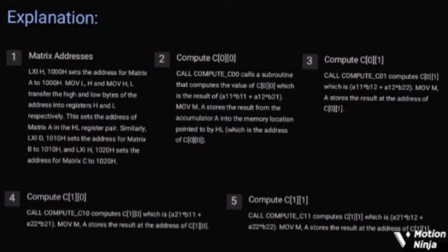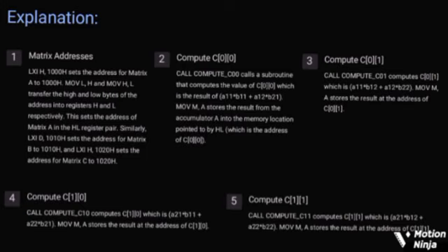Similarly, LXI D, 1010H. Set the address for matrix B to 1010H. And LXI H, 1020H. Set the address for matrix C to 1020H. Here, LXI H, 1000H. This instruction sets the address of matrix A to 1000H. Here, LXI is a load immediate instruction for the HL register pair. Move L, H and move H, L. This command transfers the high and low bytes of the address to registers H and L, setting up the address in the HL register pair.